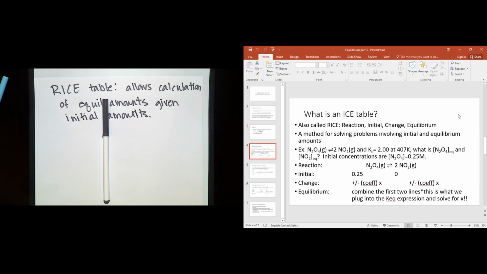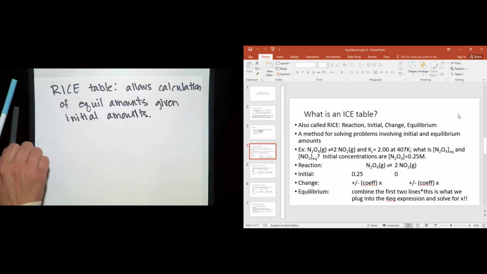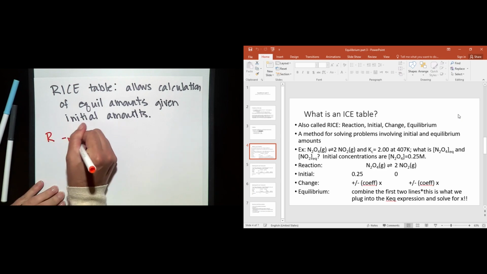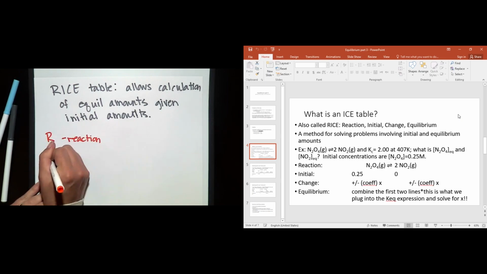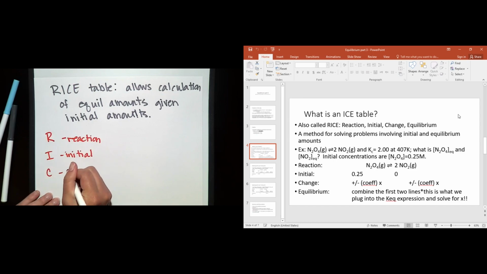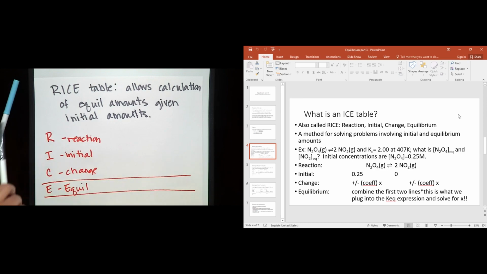So a RICE or ICE table is for a reaction. I is for initial. That's what we start with, right? That's what initial, beginning, means. C is for change: change in concentration, change in moles, change in pressure. And then E is for equilibrium. This is the line that we will plug into the K expression.